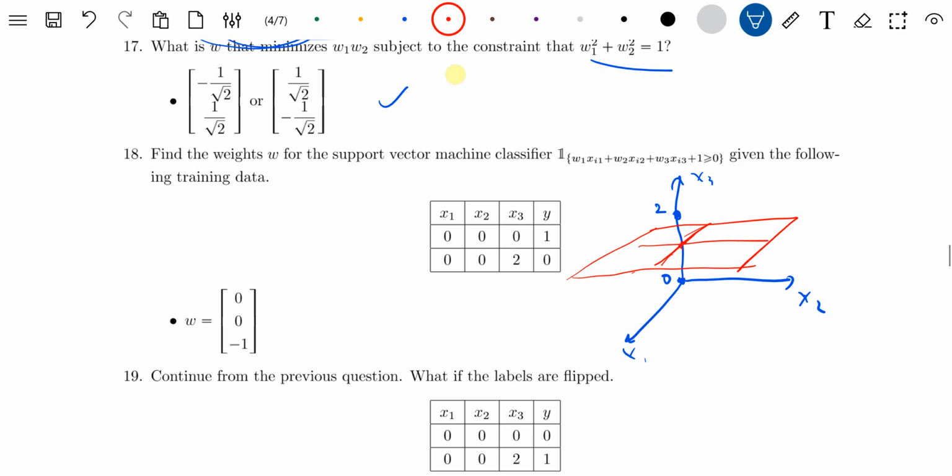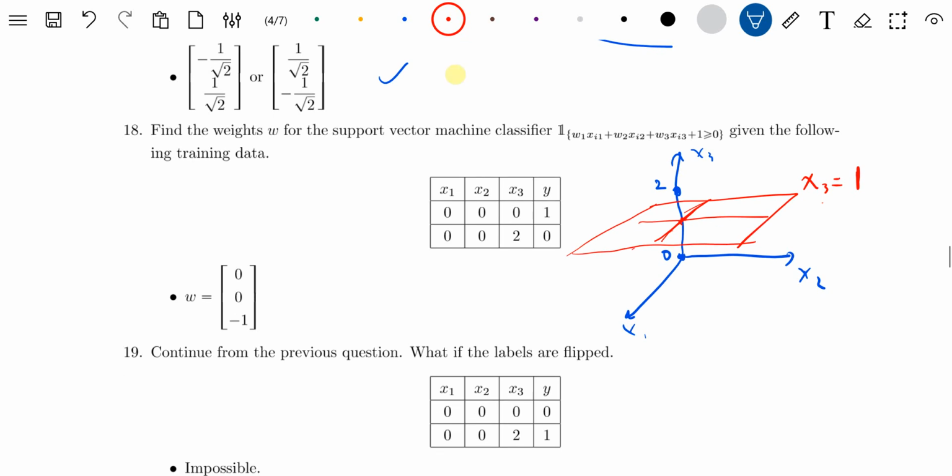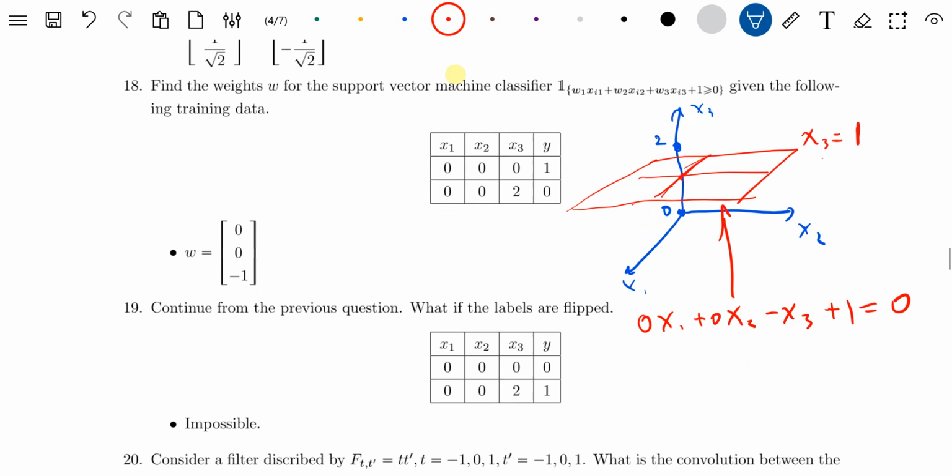And the equation of the plane should be kind of obvious. It's just x3 is equal to 1, because everywhere on the plane is just x3 equal to 1, and x1 and x2 can be anything, basically. So you just need to rearrange this, and this is 0x1 plus 0x2 minus 1 times x3 plus 1 is equal to 0. So that's the equation of this plane.